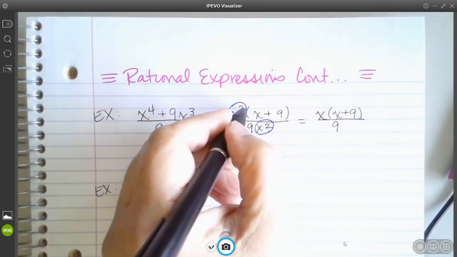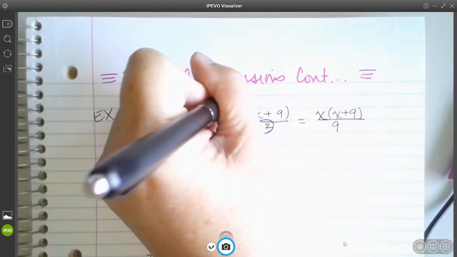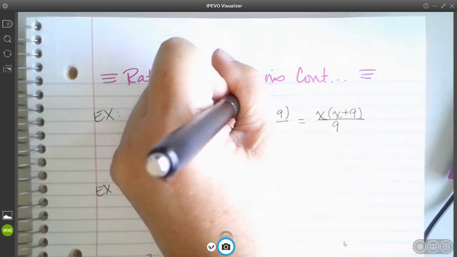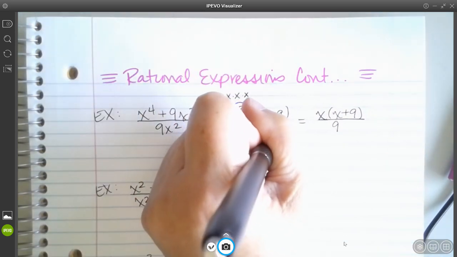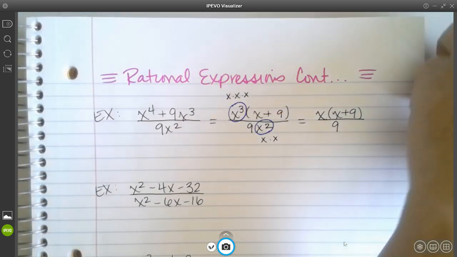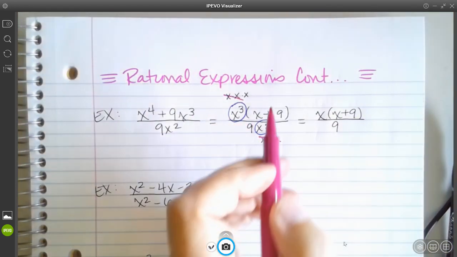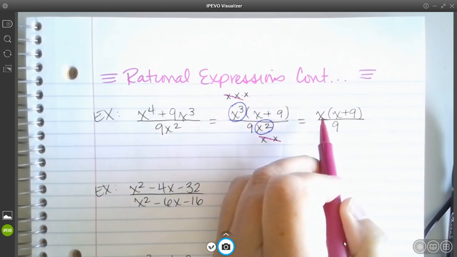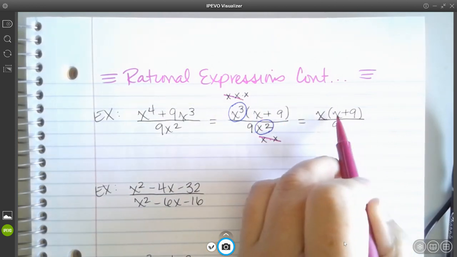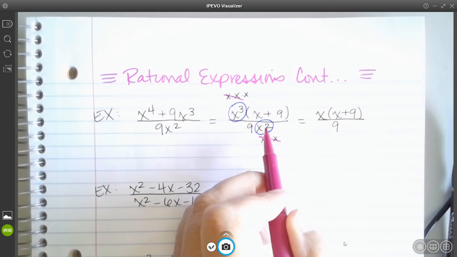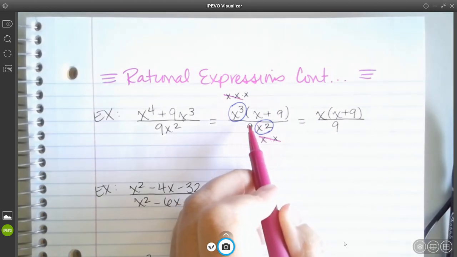Because when you take 3 minus 2, think about what it is. This is x times x times x. This is x times x. Well, if I eliminate 2 of these x's, I'm left with this x right here. X plus 9 is not touched. Well, if that's completely eliminated, all I'm left with is 9.